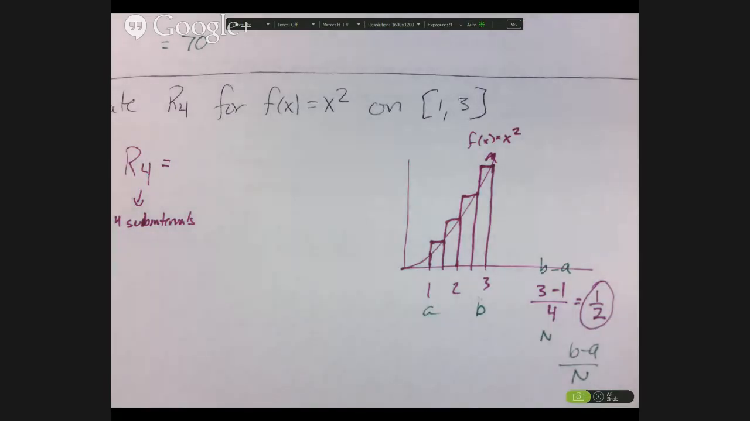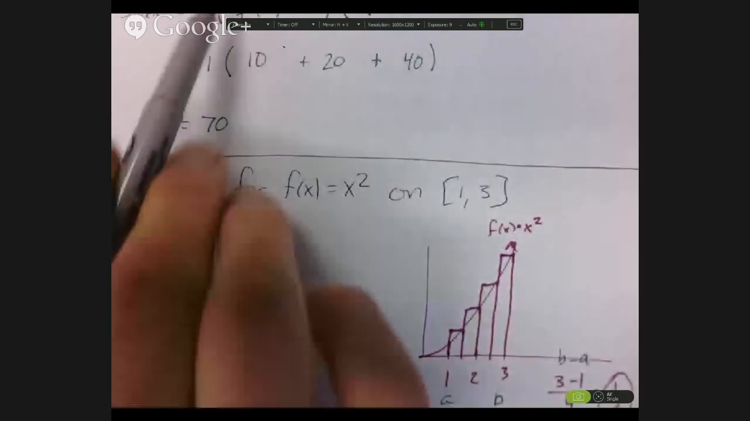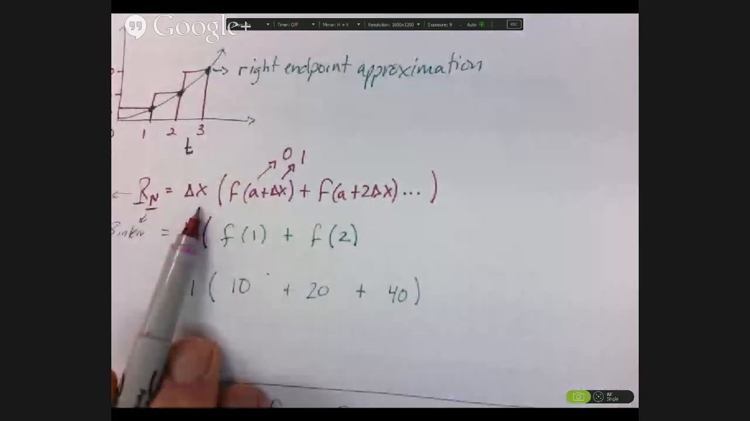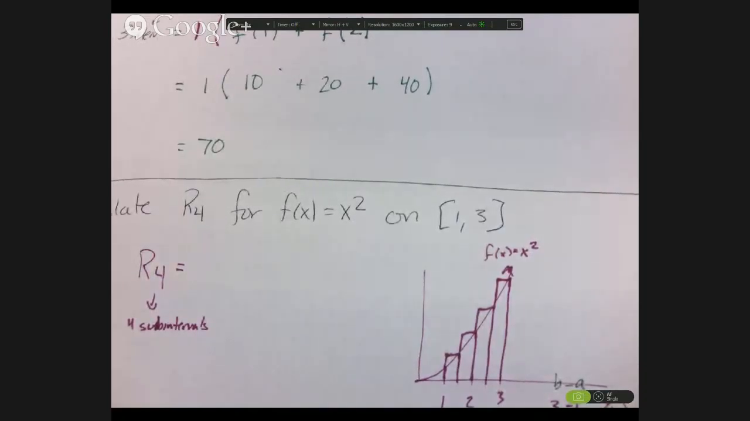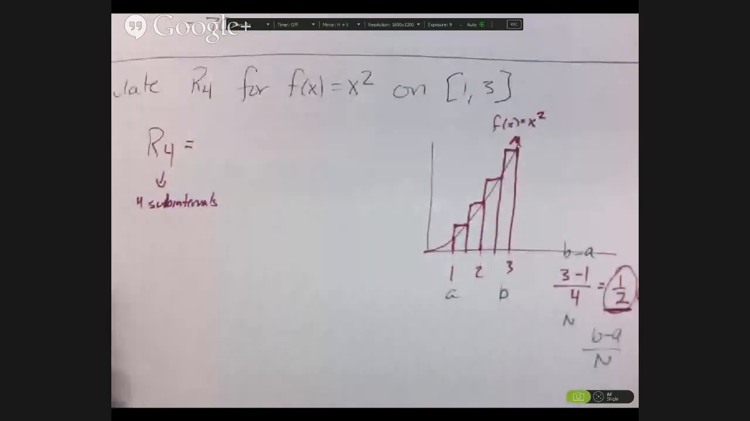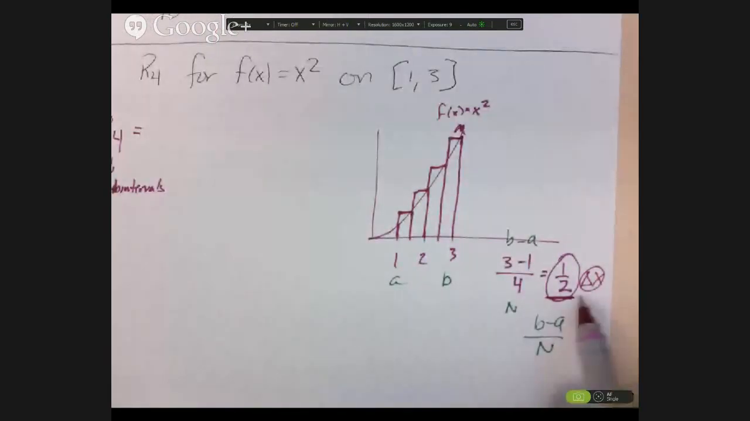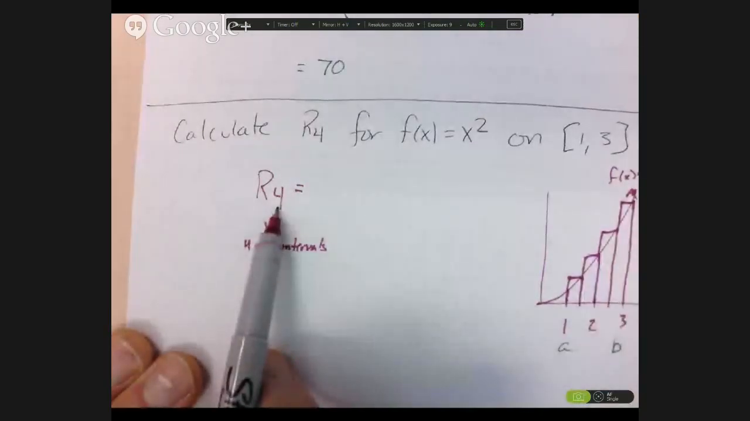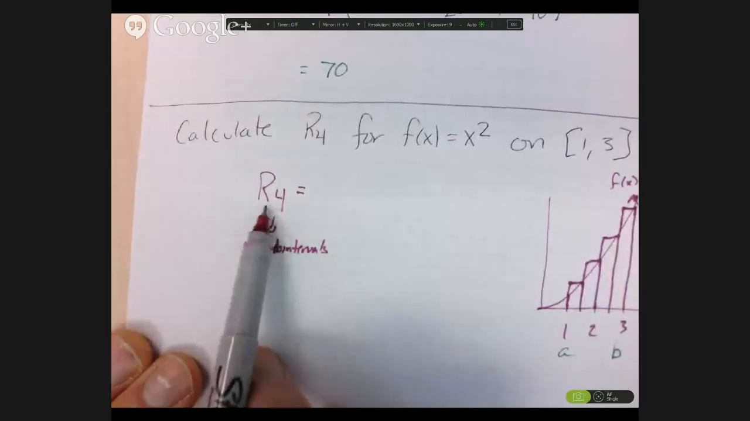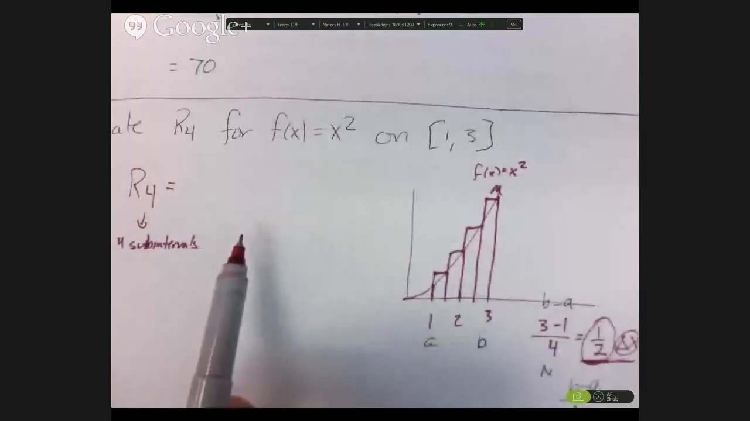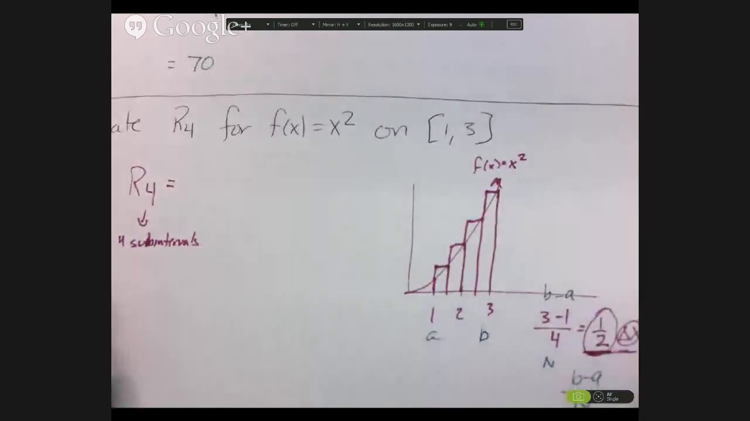All right, so we're going to use our formula here. What's the change in x? Right there. That's the change in x. So where did you get 1/2, 4 of those things from? R4, right-handed, with 4 subintervals. Yep.